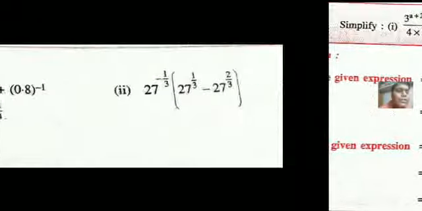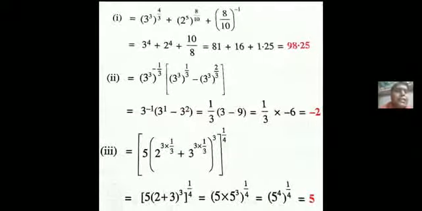Okay. Next question. We have the question here, after that answer given. Question here, first question: 27 to the power 4 by 3 plus 32 to the power 0.8 plus 0.8 to the power minus 1. Okay. The first question, this one. Let us see the answer, then we'll come back again.